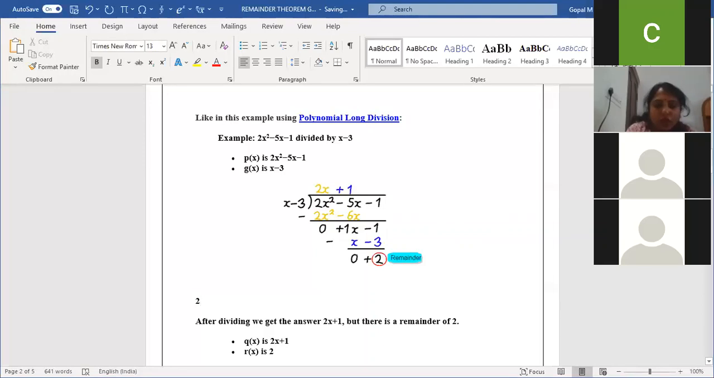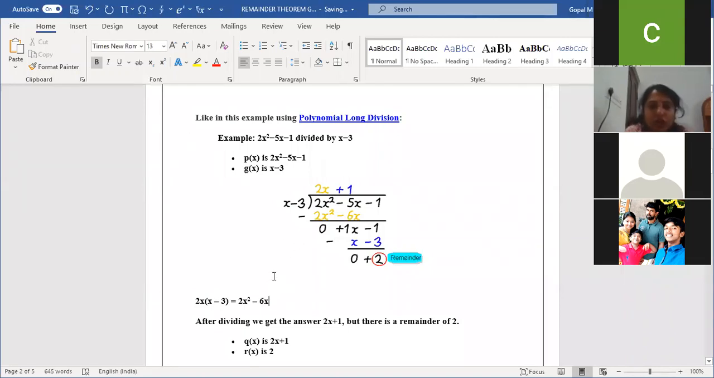So here I need to multiply by 2x because I want 2x square. Here only x minus 3 is there, so I'll multiply x minus 3. Then 2x into x is 2x square. Am I clear, children? 2x square, then minus 2x into 3, 2 3s are 6x. Am I clear, children?